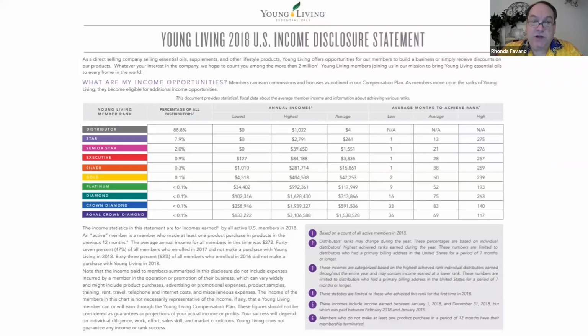What I always also like to point out to people that are starting to build a business or wanting to build a business, when you look at these numbers and you see the lowest silver at 1,000 and the highest is at 281, that's for the year. The average is at 15,800 for the year. So it's a little over, I don't know, $1,100 a month, which is not bad money.